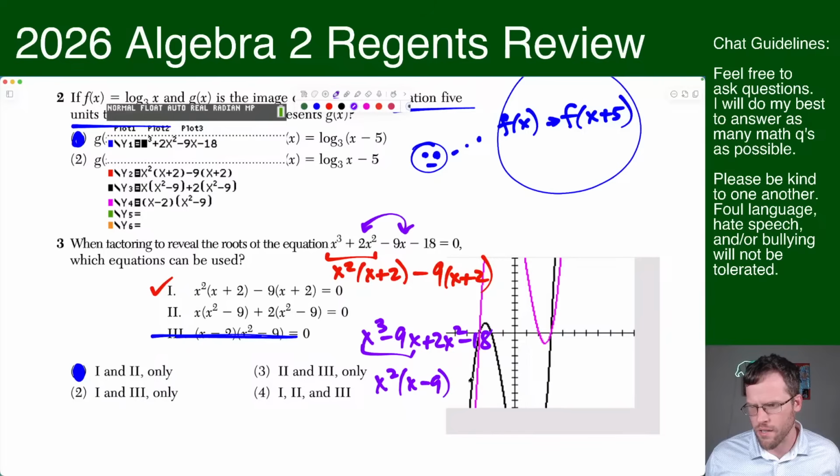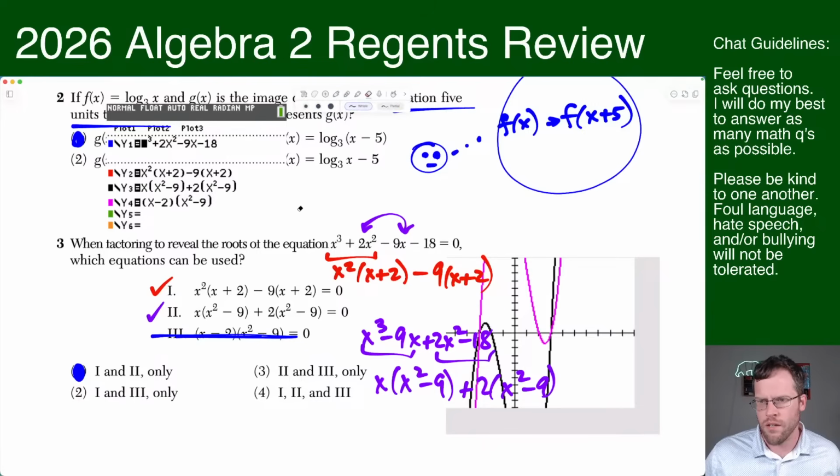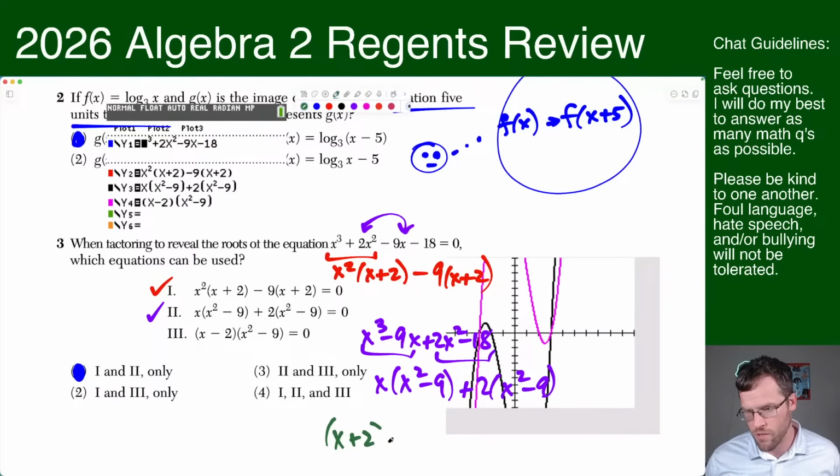And then you get, let's see here. Oh wait, I'm sorry. I was just joking. You take out an x, not an x squared. So x times x squared minus 9, and then plus 2 times x squared minus 9. See, factor by grouping. And that's why this one works. And then the third one doesn't work because if you take out the, which factor is it? The x minus 2. So why is this not? Oh, that would be because if we factor this one more step, we would have x plus 2 times x squared minus 9. So you can't just casually change this plus to minus. That's why this one's no good.